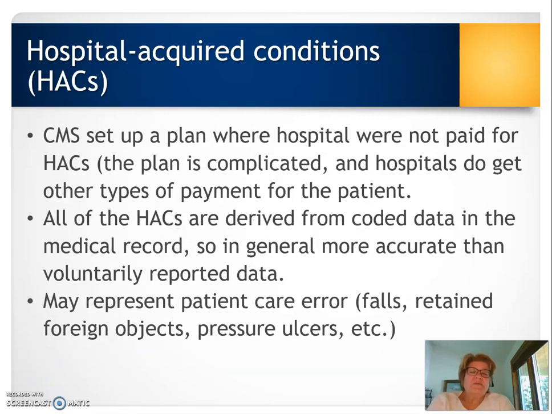So CMS set up a plan where the hospitals weren't paid for HACs. And the plan's complicated. The fact is they may not get some payment for the HACs, but usually the patient's in for other things. There's a lot of comorbidity. So the hospital ends up getting paid usually to some degree, but the hospital may not get certain payments. And the other thing is all of the HACs are derived from coded data. So it's more accurate than voluntarily reported data.